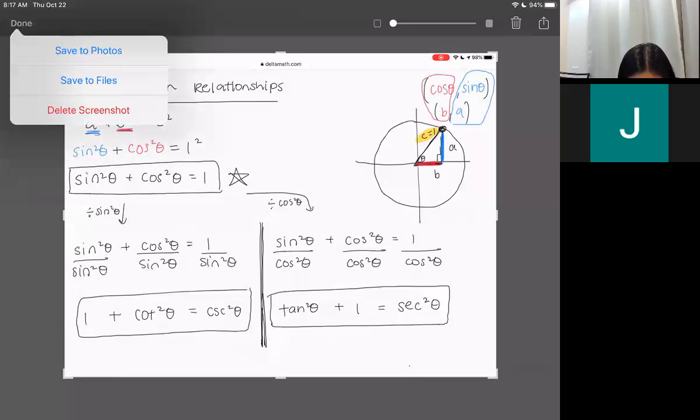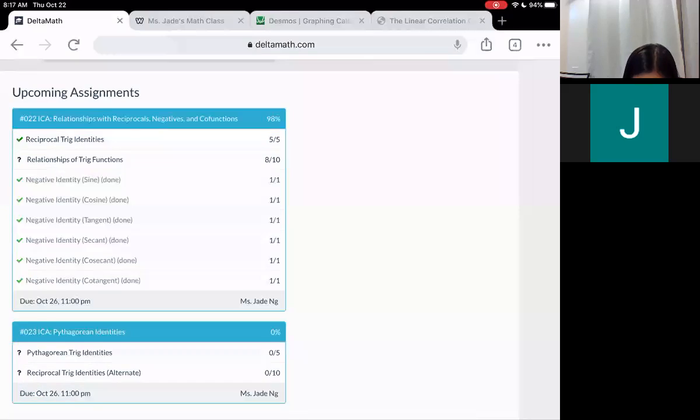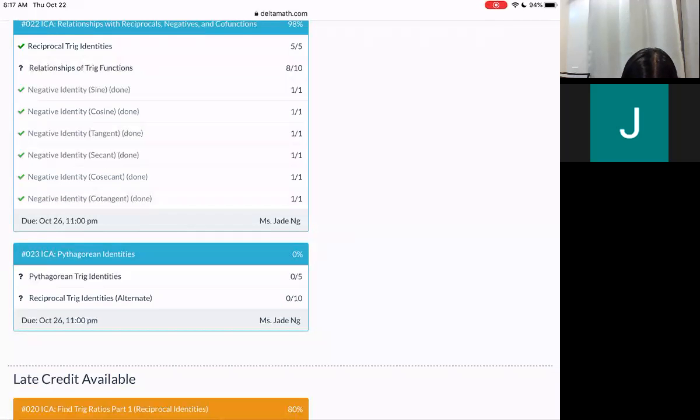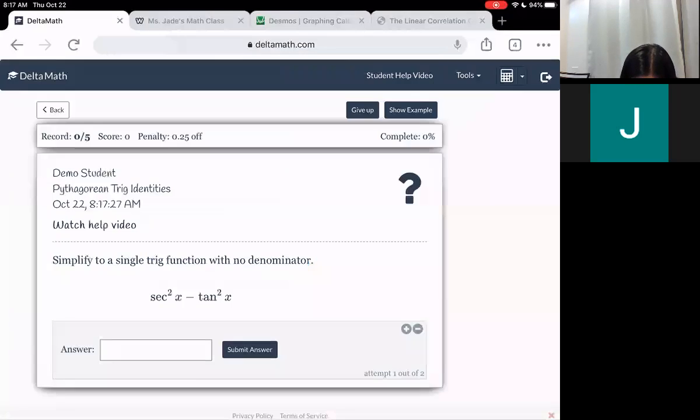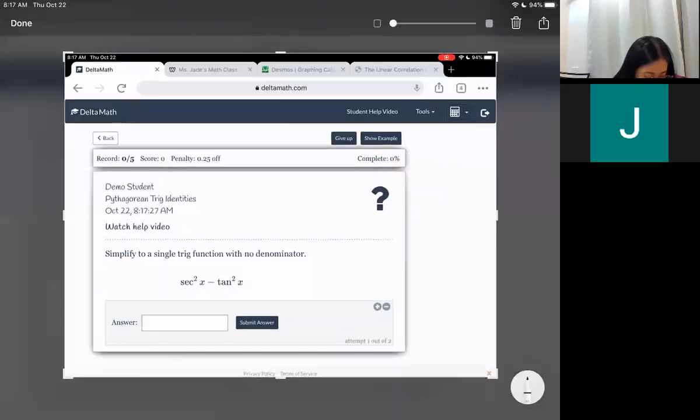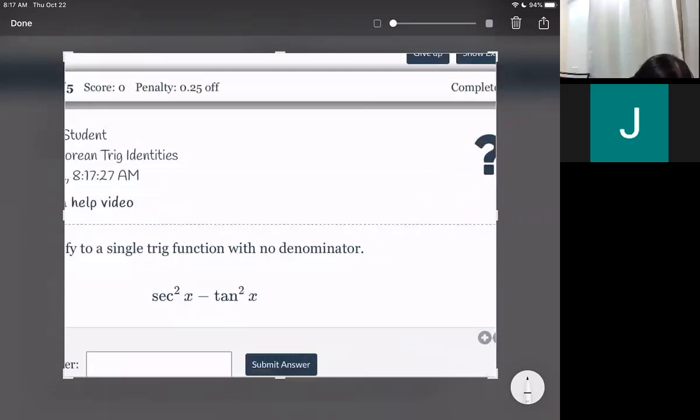All right, so let's save that to photos, and then we zoom back out onto Delta Math. Let's start with the Pythagorean trig identities right over here. It says, simplifies to a single trig function with no denominator. So let me screenshot that. And then I'm actually going to rewrite the 3 boxed things out so that we can refer to them. So I can point, I guess, because otherwise I have nothing to point to.